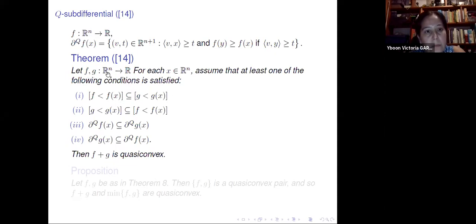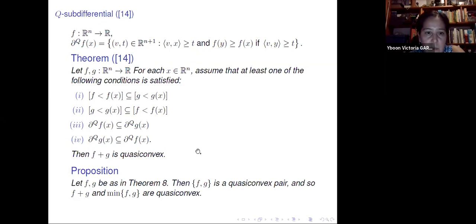If we have two functions defined from Rn to R, suppose that at least one of these conditions holds. This is the strict level set condition, and here also the differential condition, one or the other. In this case, the sum is quasi-convex with this differential. Now we can recover this result and also say something more.